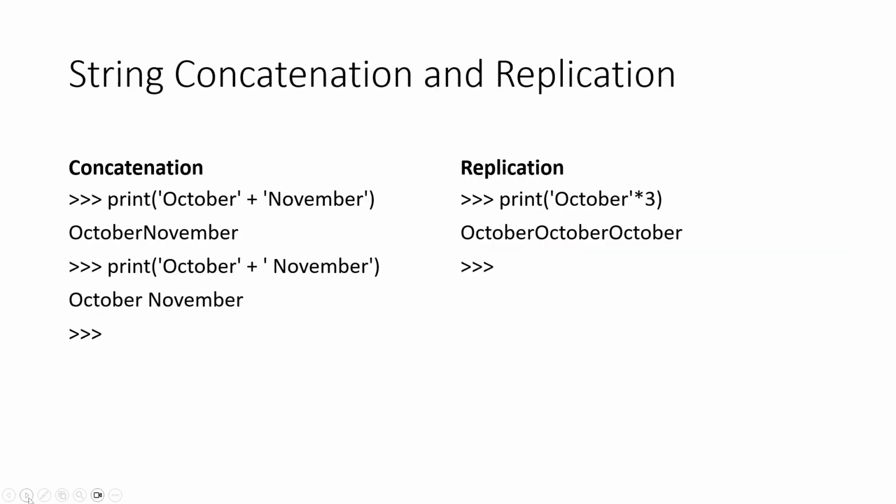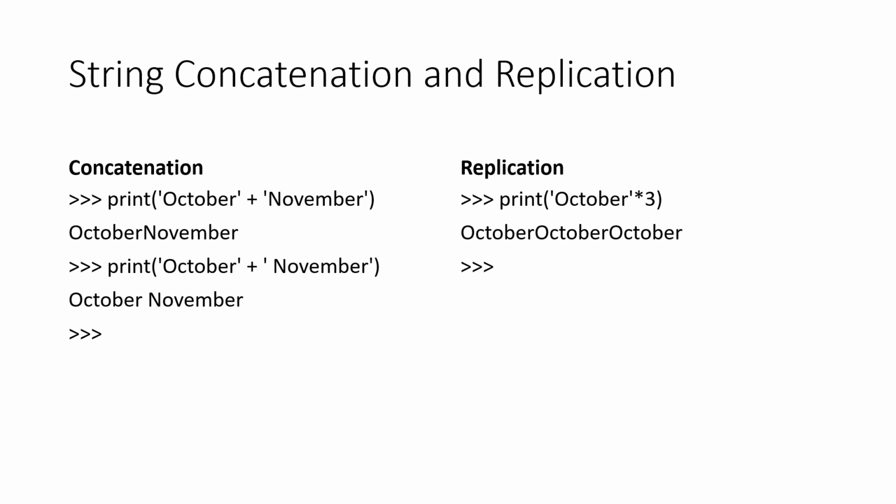And then let's go and look at string concatenation or replication. This is where this can be kind of important. I can take a string and I can combine it with another string, and that's called concatenation. So if I want to print the string October concatenated with November, it would be October, November. Notice there's no space in there. If I want to put a space in there, what I've done this time is I've done October plus, and then I put a space before I type the word November.